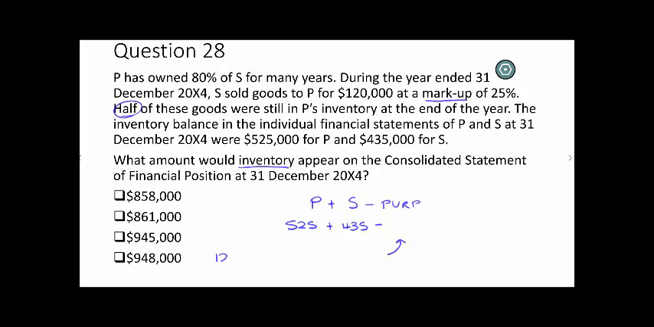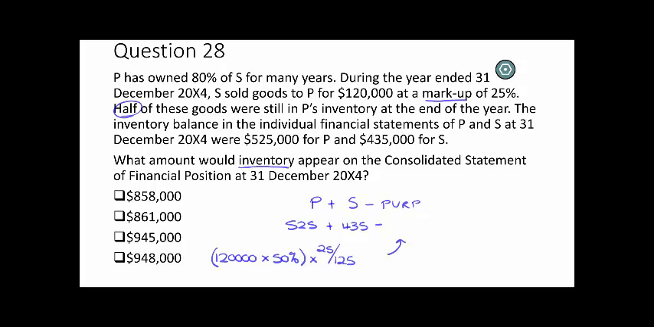So 120,000 is the value of the goods sold, but only half of those are actually left in inventory. To work out the profit element, we need to be sure that we're dealing with either markup or margin, and in this case it's a markup we're dealing with, a cost plus figure. So to get back to the profit element, we need to multiply this through by 25 over 125. If it had been quoted as a margin instead, we would have just taken 25% of this figure.